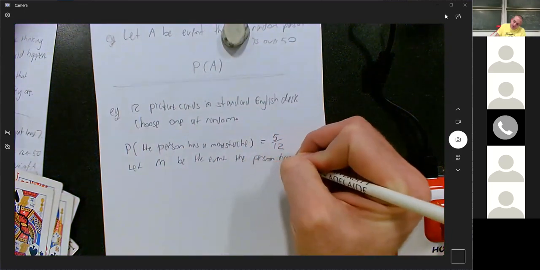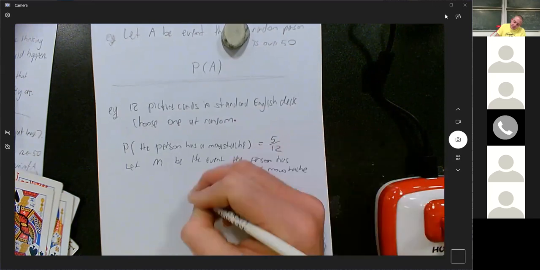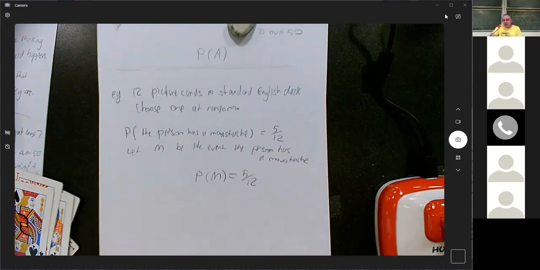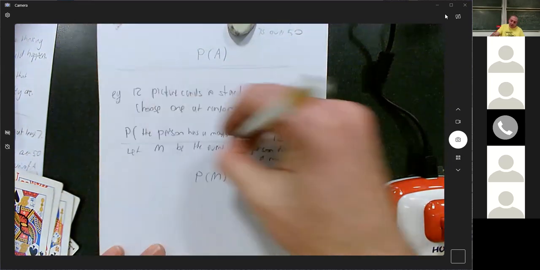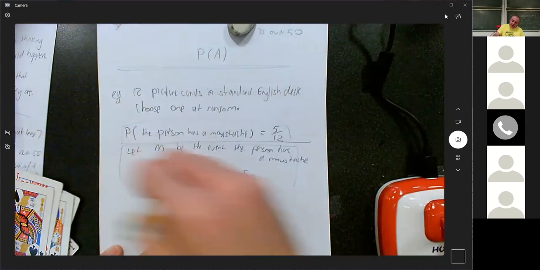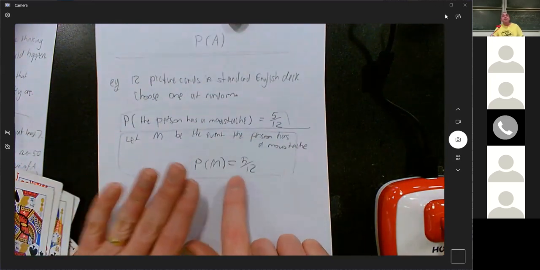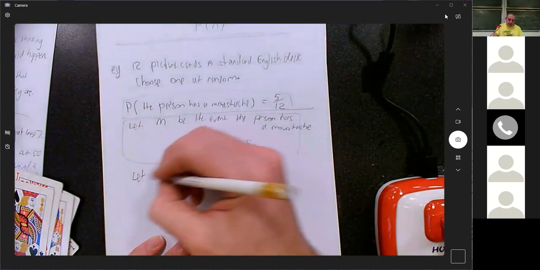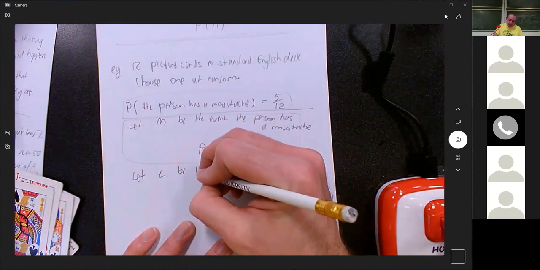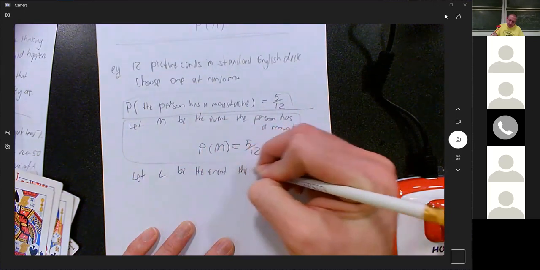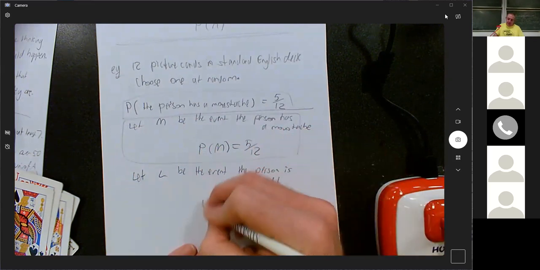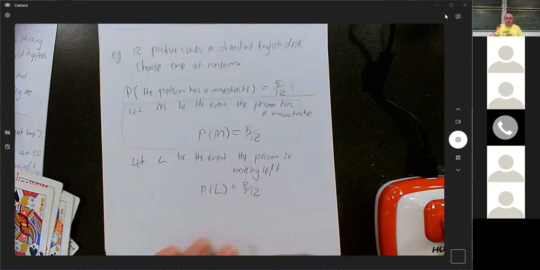But I could also say let M be the event the person has a moustache, and write the probability that M is 5/12. That's totally a way of doing it. Officially, if you want to use letters, you're supposed to say what the letter stands for, like that. So there are two options for the way that you could write it. Officially, this takes longer to say, but we can borrow our notation in a minute, and we could say let L be the event the person is looking left, and so the probability of L is 8 on 12.